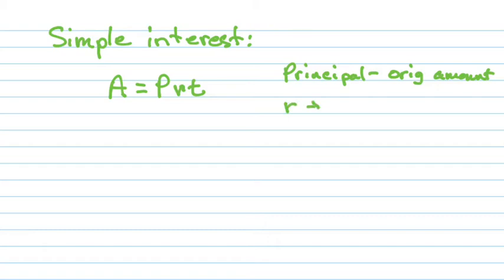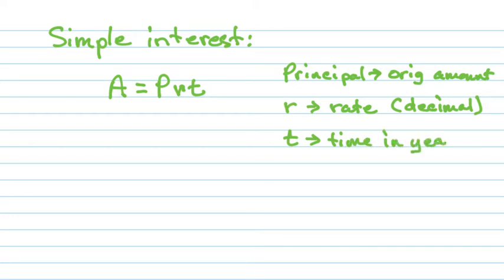R is the rate. Now, it's generally given. You might have seen this formula before where they divide it by 100. That's because they use the rate as a percent, and to change a percent to a decimal, you divide it by 100. So I don't bother with that. It's the rate, just put as a decimal. So you'll know to convert it to a decimal before you put it in the formula. And T is the time, always in years.